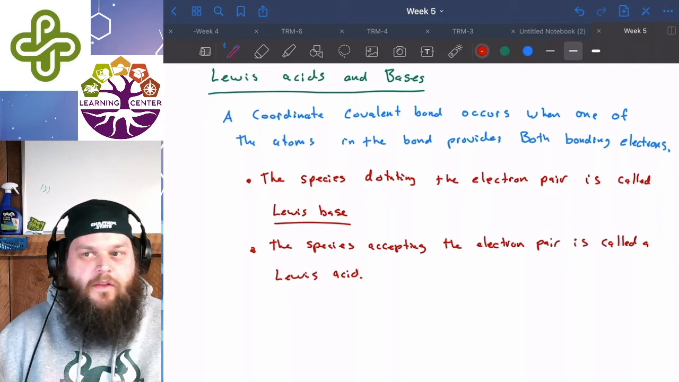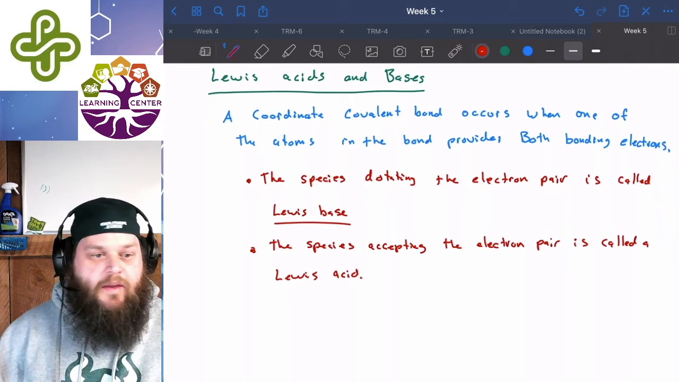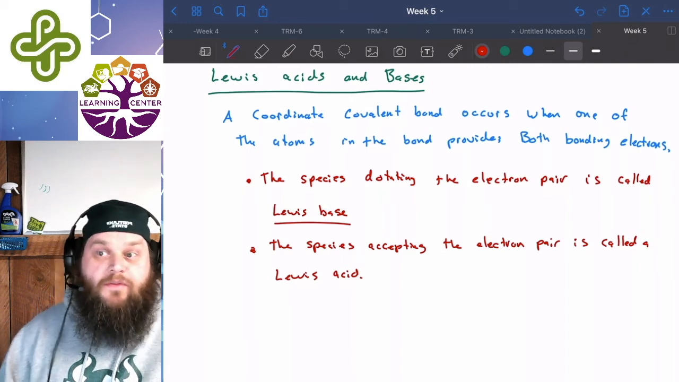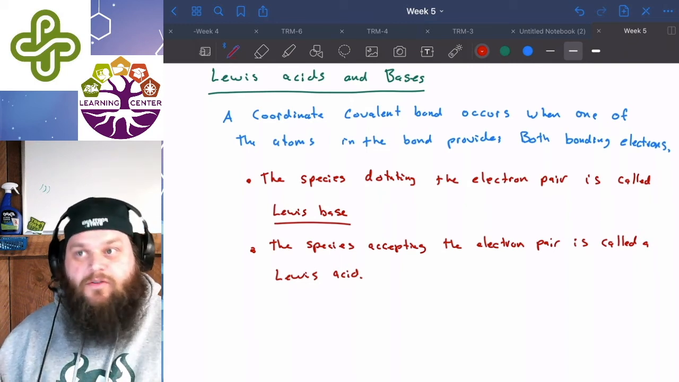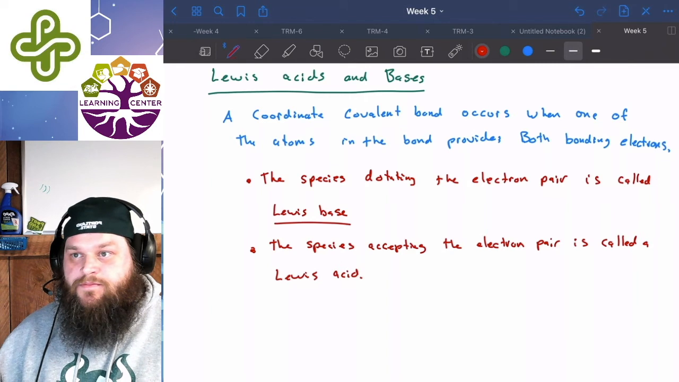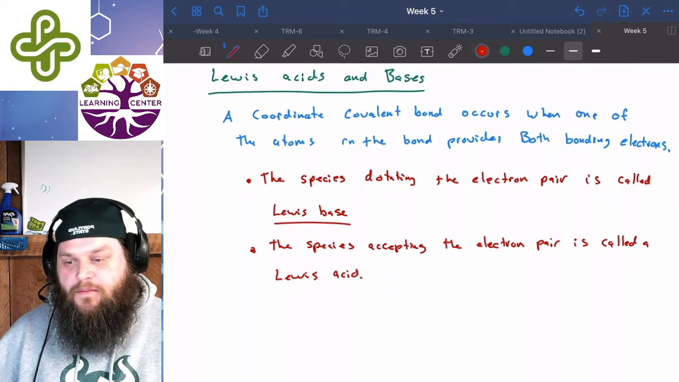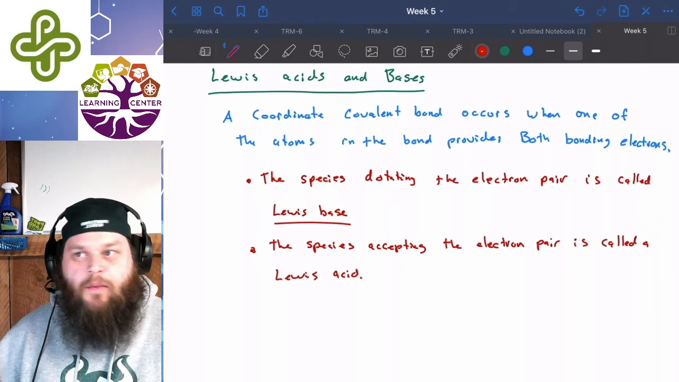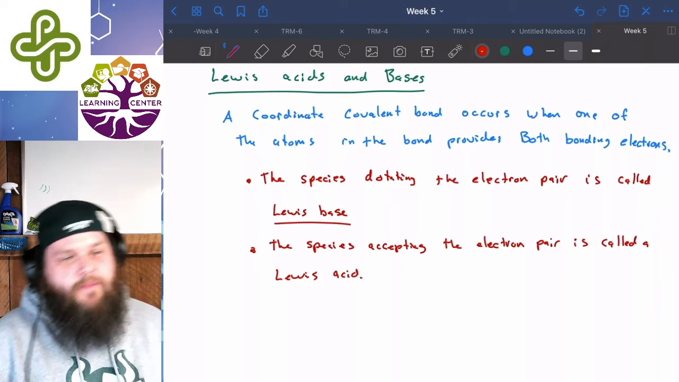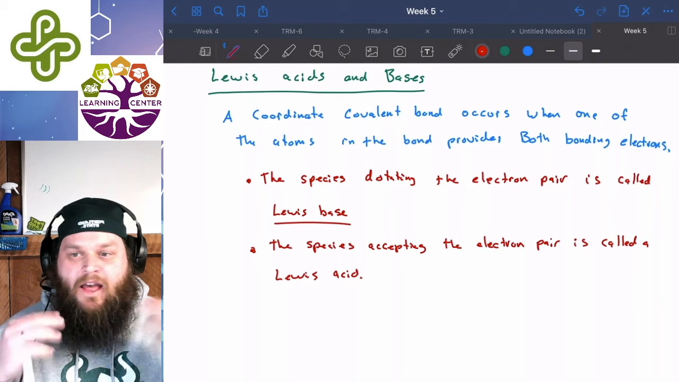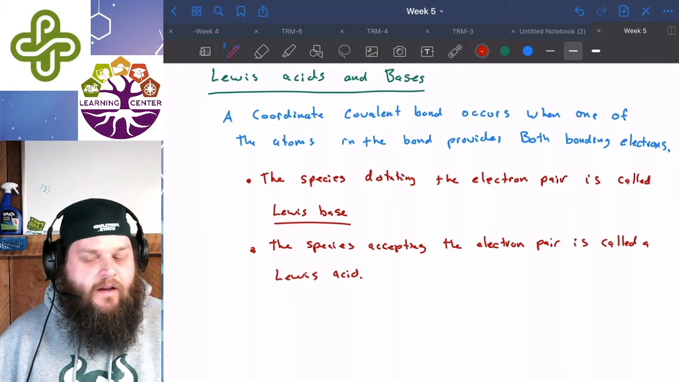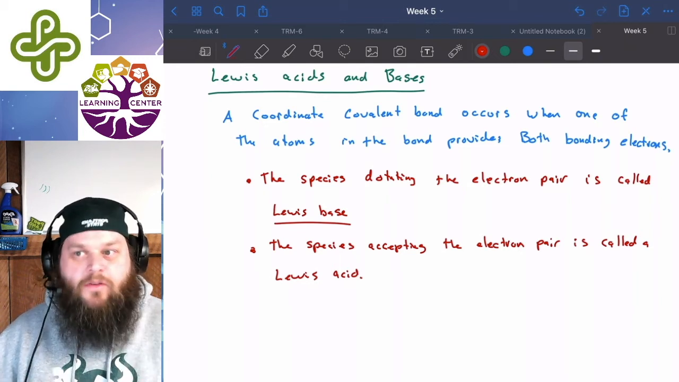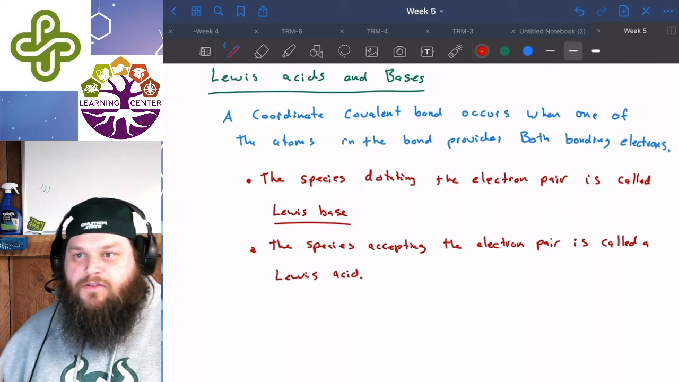So the Lewis acids are most likely going to be positively charged, while the Lewis bases are going to be negatively charged or neutral. So things like ammonia and other things like that can operate as Lewis bases as well as the bases that we normally do, because they have a full set of electrons that they can donate to this bond structure.